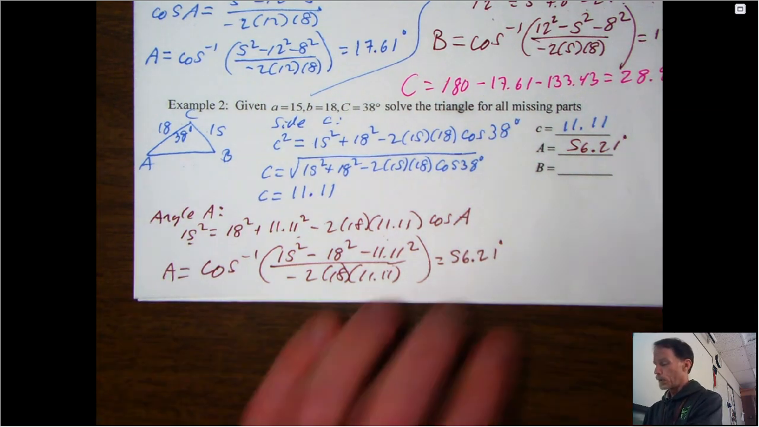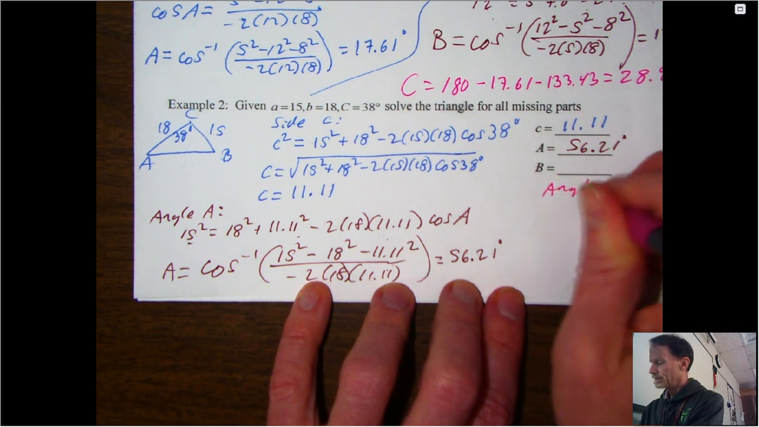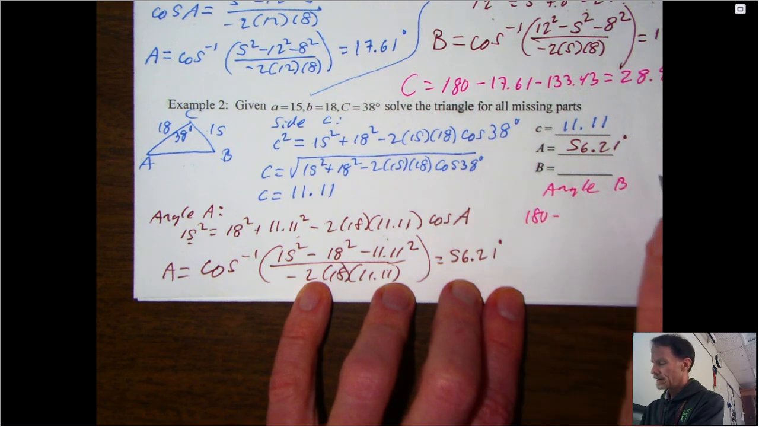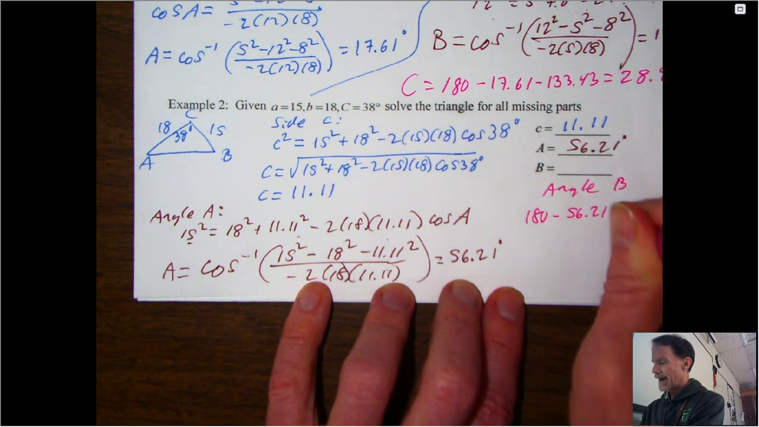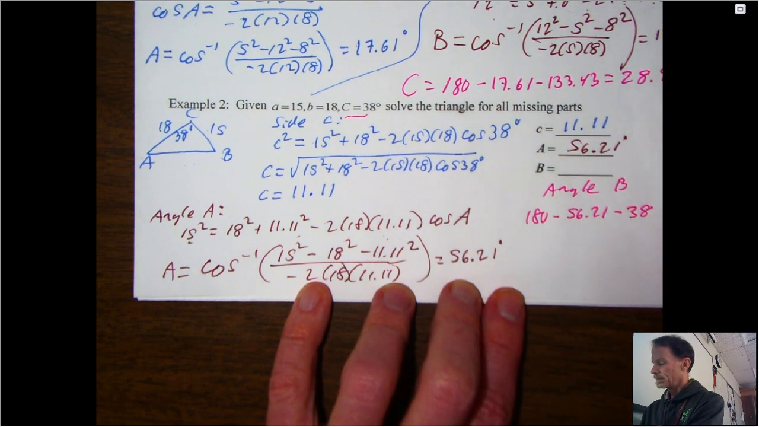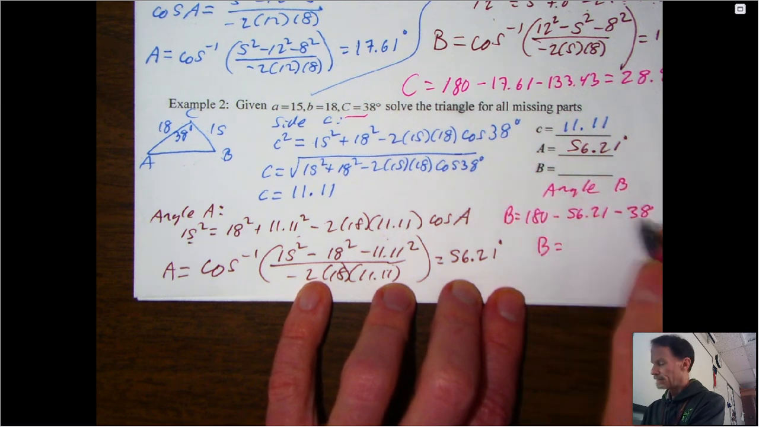And now our hard work is done. To find angle B, we just subtract. So we got 180 minus 56.21 minus 38, because I was given the 38 in the problem. So B is going to be equal to 85.79.